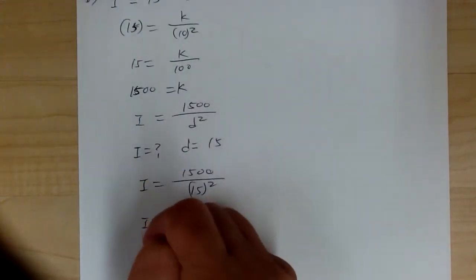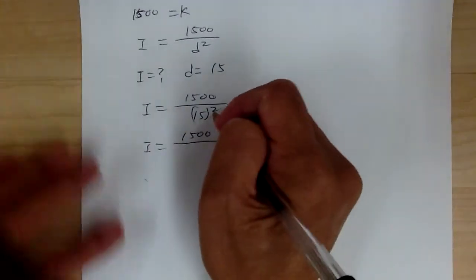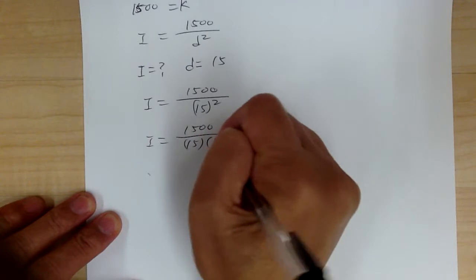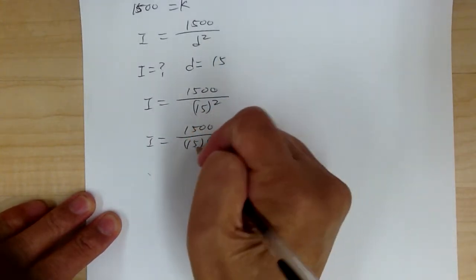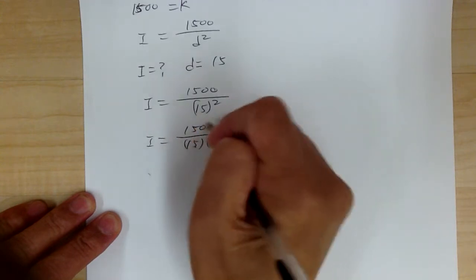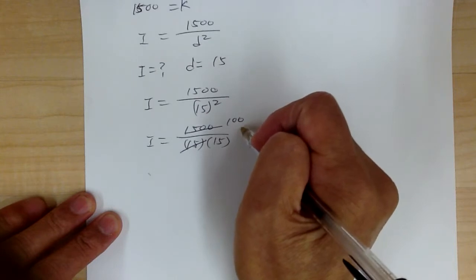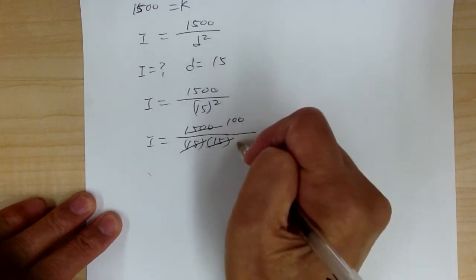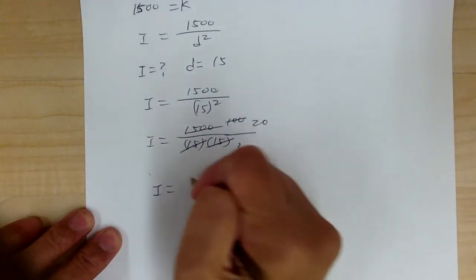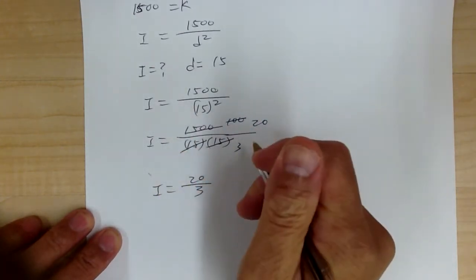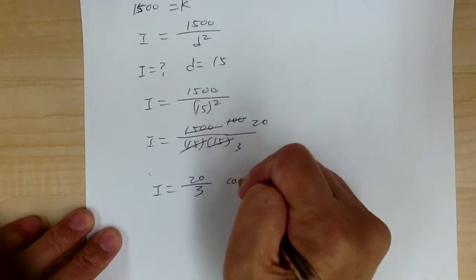Okay, so I equals, instead of multiply, I'm going to just write it twice. Okay, that's what square means, right? The reason for that is because I noticed that with 15 I can cancel things out. So 15 and 1500 cancel, I get 100. And from here I can divide by 5. So divide by 5, I get 3. Divide by 5, I get 20. So I is equal to 20 over 3. And the label will be candela.